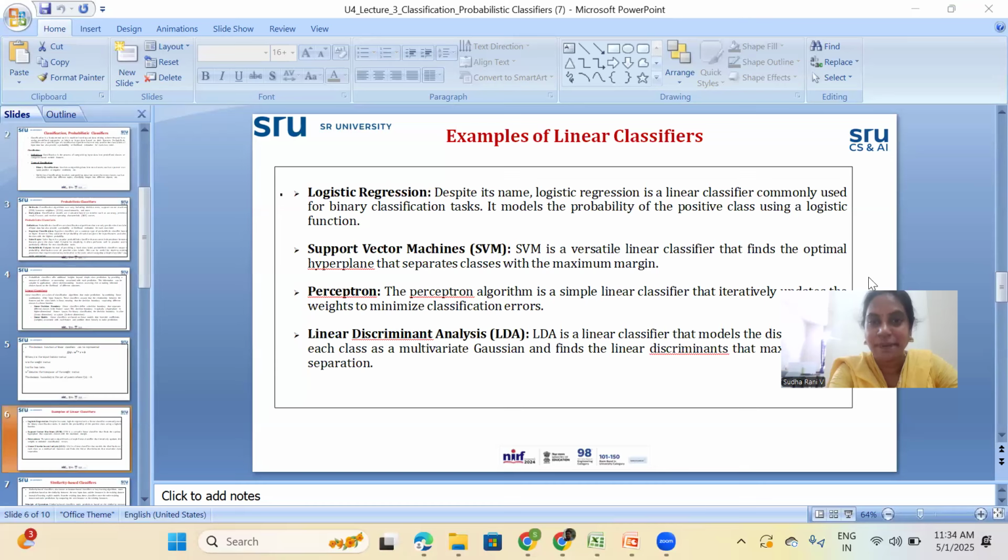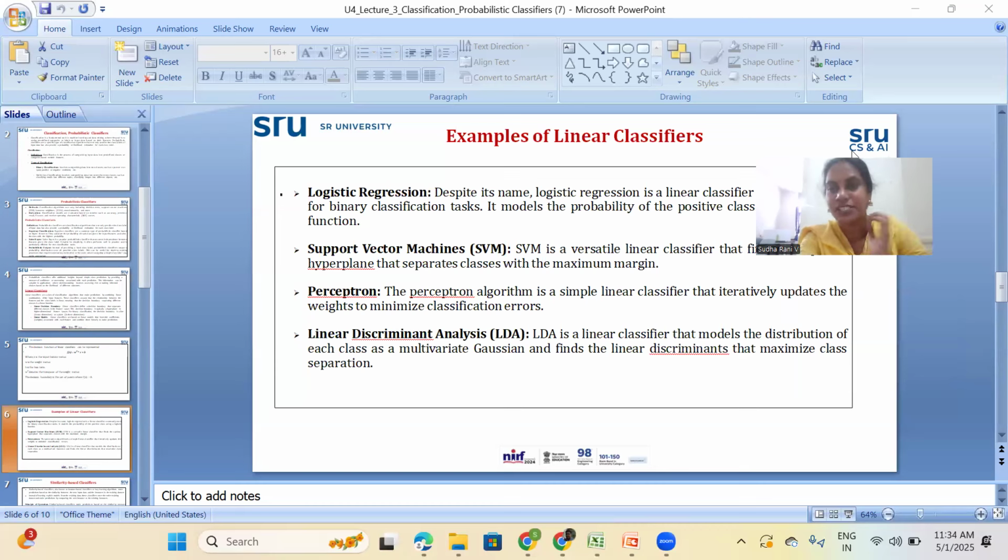And the next one is the SVM, support vector machine. SVM is a versatile linear classifier that finds the optimal hyperplane that separates classes with the maximum margin. The perceptron algorithm is a simpler linear classifier that iteratively updates the weights to minimize classification errors. So to minimize the classification errors, we use this algorithm. Linear discriminant analysis, LDA. LDA is a linear classifier that models the distribution of each class as a multivariate Gaussian and finds the linear discriminants that maximize class separation.